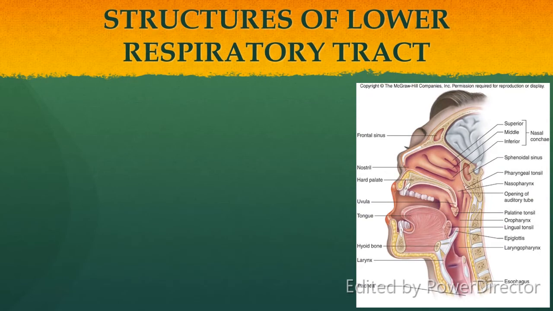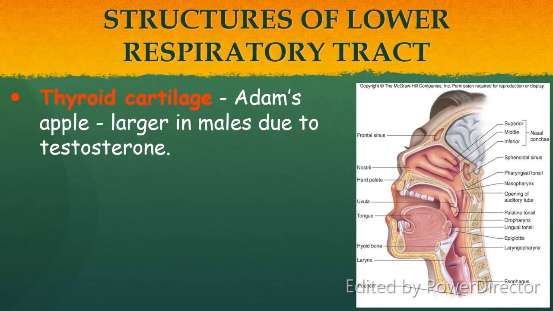So inside the larynx, we could see the thyroid cartilage or Adam's apple, larger in males due to testosterone. Let me clarify this one. All males and females have an Adam's apple, but it is more prominent in males because of the levels of testosterone. Thus, it is not weird or abnormal to see females that have a prominent Adam's apple. They just have high levels of testosterone.